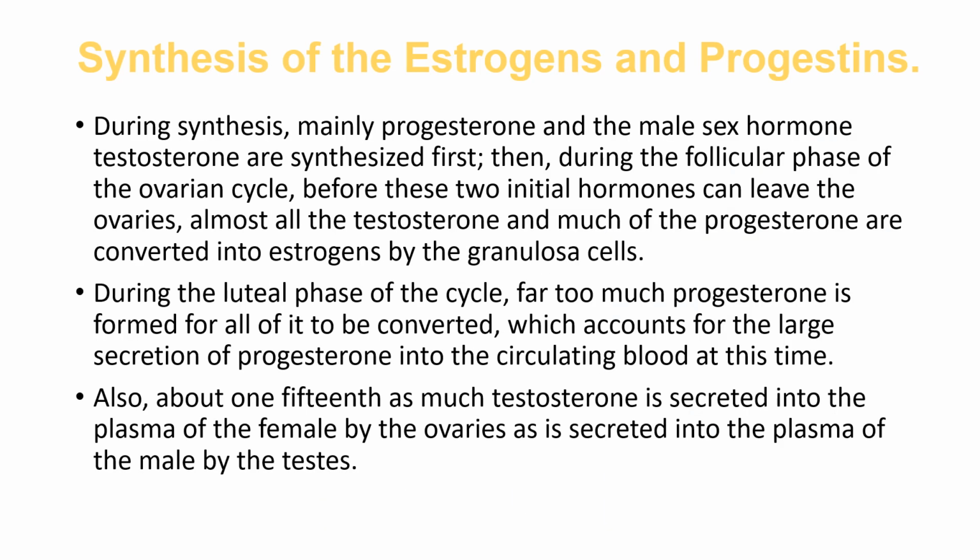During synthesis, mainly progesterone and the male sex hormone testosterone are synthesized first. Then, during the follicular phase of the ovarian cycle, before these two initial hormones can leave the ovaries, almost all the testosterone and much of the progesterone are converted into estrogens by the granulosa cells. During the luteal phase of the cycle, far too much progesterone is formed for all of it to be converted, which accounts for the large secretion of progesterone into the circulating blood at this time. Also, about 1/15 as much testosterone is secreted into the plasma of the female by the ovaries as is secreted into the plasma of the male by the testes.